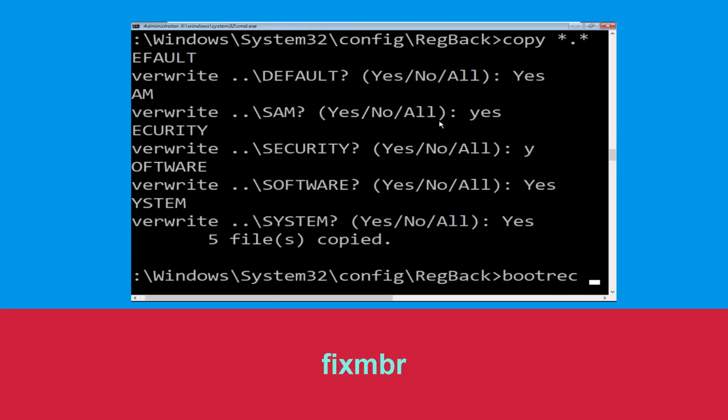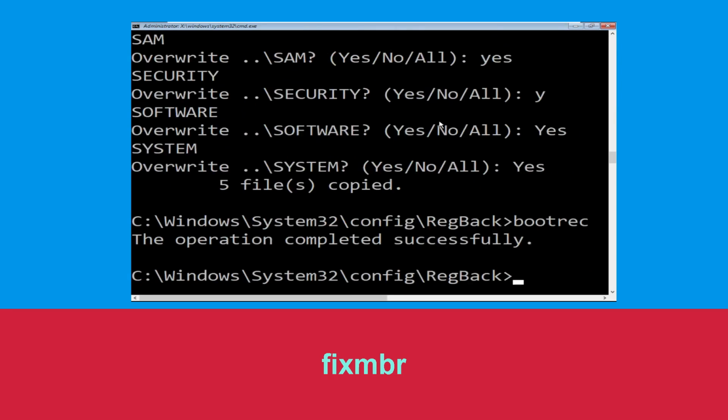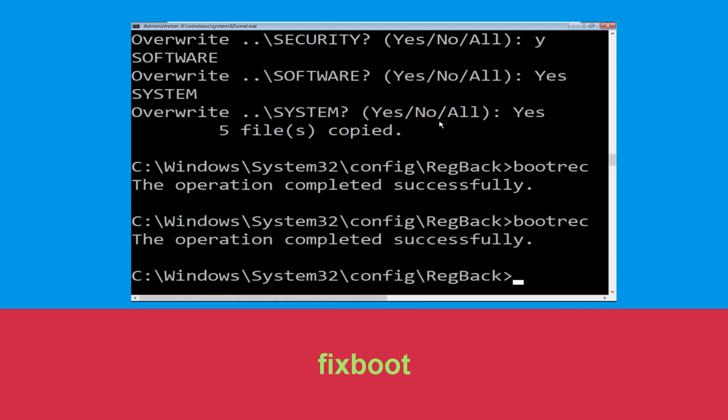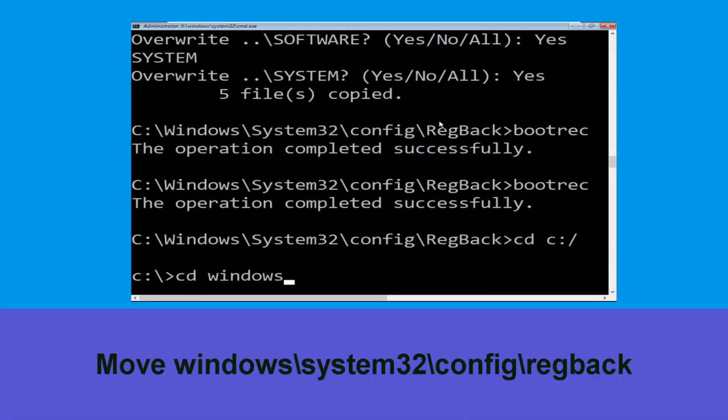Type in bootrec /fixmbr and hit enter to execute the command. Now execute this command. Type in bootrec /fixboot and hit enter. Now execute this command cd c:\. Now type this command cd Windows\system32\config\regback and simply hit enter to execute the command.